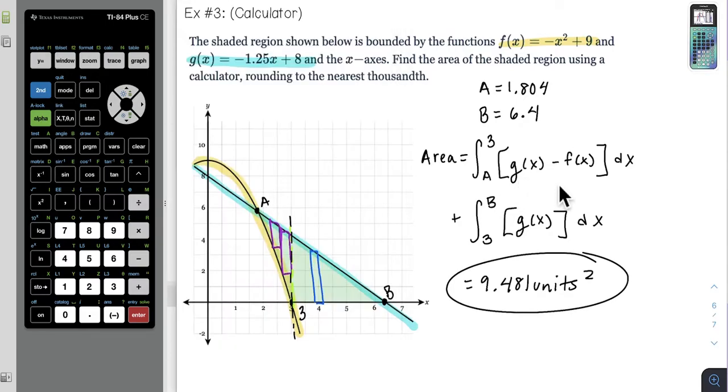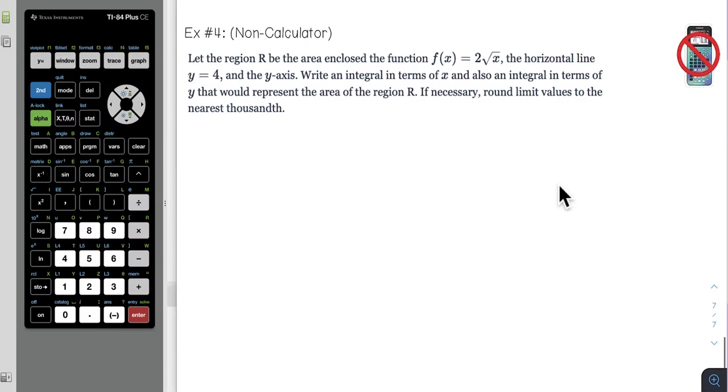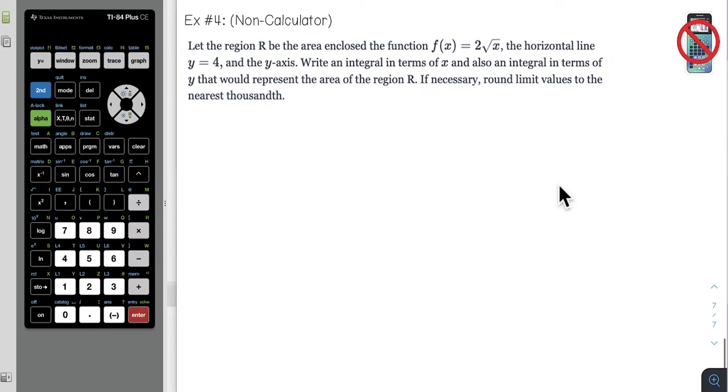Okay. I'm going to do one more problem, and I just want to show an example of when it might be helpful to use a dy integral instead. So we're going to let R be the region bounded by the function 2 square root of x and the horizontal line y equals 4 and the y-axis. Okay, so let's look at this.